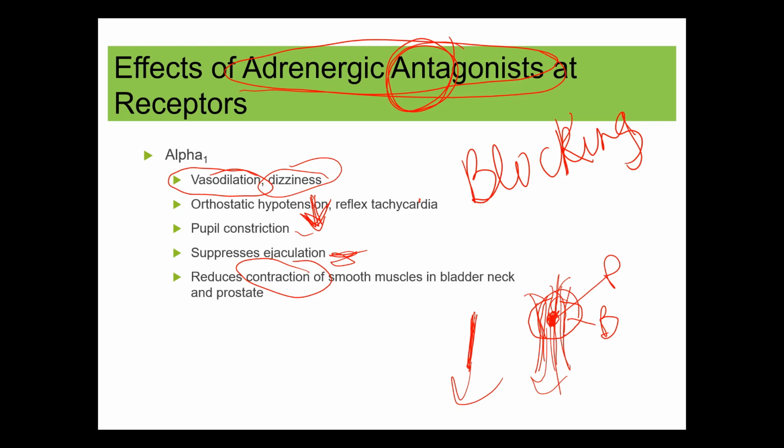But what this does is vasodilate. Sometimes if you have vasodilatation, your blood pressure drops, you can get dizzy. Reflex tachycardia is basically when you stand up from a laying or sitting position, and you can get tachycardia just by standing up, which is more pronounced if you're taking these medications. Your pupils can constrict and it can also suppress ejaculation. Some of these drugs are used for people that have prostate problems.